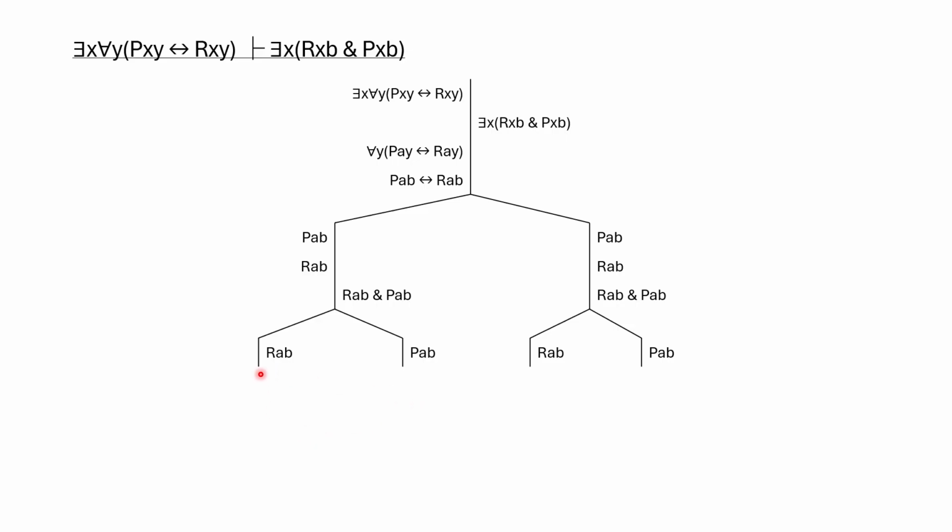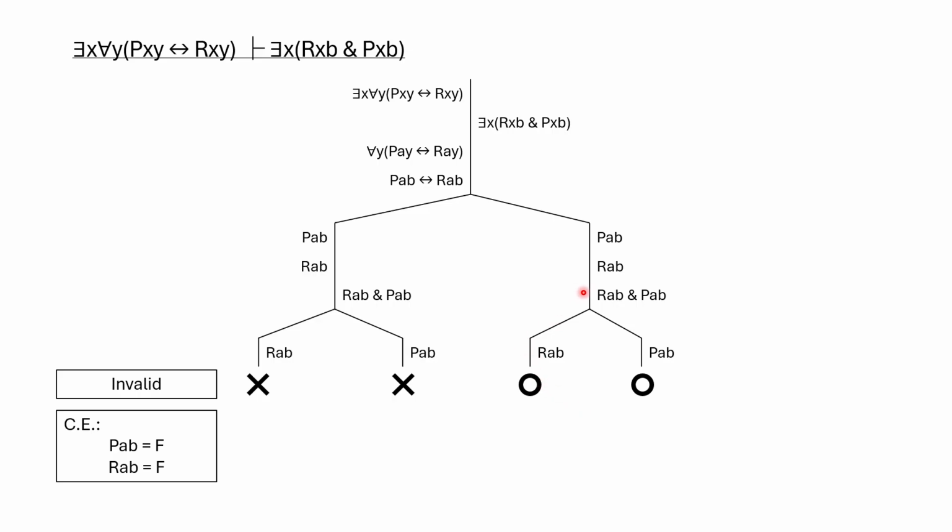And if we look up each of the branches, I've got a contradiction here. I've got an RAB and an RAB. If I look at this one here, I've got a PAB and a PAB. If I look at this one here, this one is open. I got RAB on both sides, PAB on the right, and then also this one's open. PAB is on the right, RAB is on the right. So this is going to be invalid. And then our counterexample, we can pick either branch. They're going to both be the same. PAB being false, RAB being false is our counterexample.